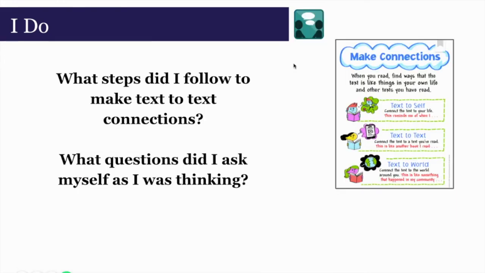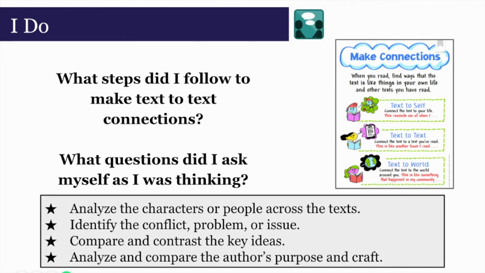All right, scholars, let's pause for a moment and reflect. What steps did I follow to make text-to-text connections? And what questions did I ask myself as I was thinking? Remember, scholars, when making connections, first, analyze the characters or people across the text. Identify the conflict, problem, or issue. Then compare and contrast the key ideas and analyze and compare the author's purpose and craft.